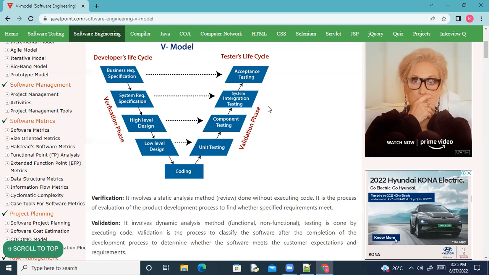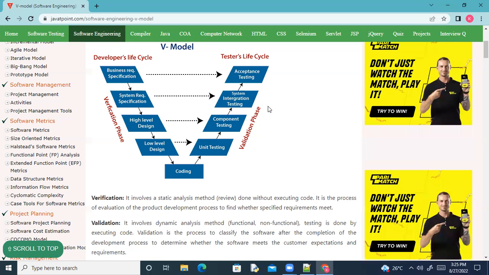They test the functionality they have developed as per the low level design, that is, whether the individual module functionality has been developed based on the design or not. They are going to validate that.